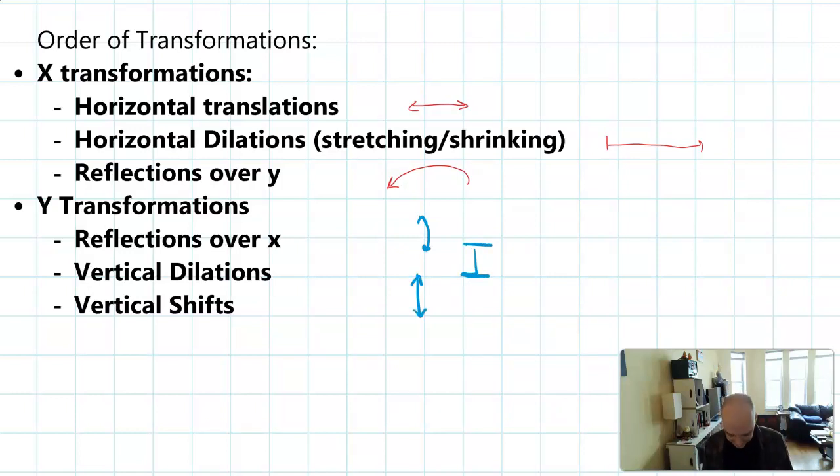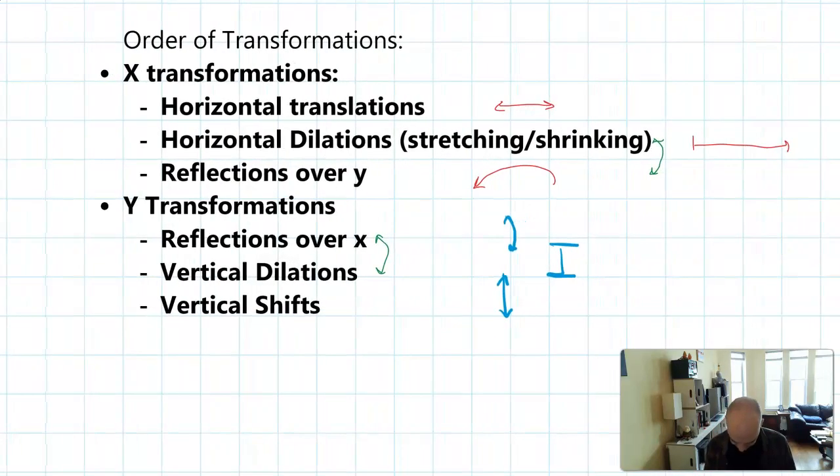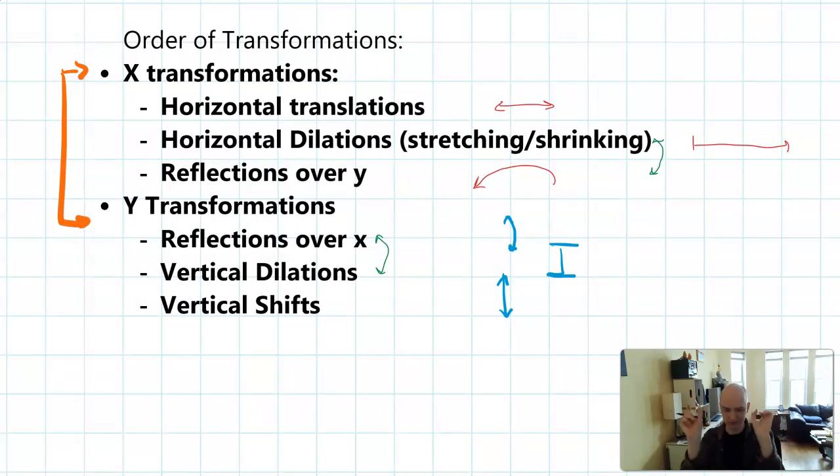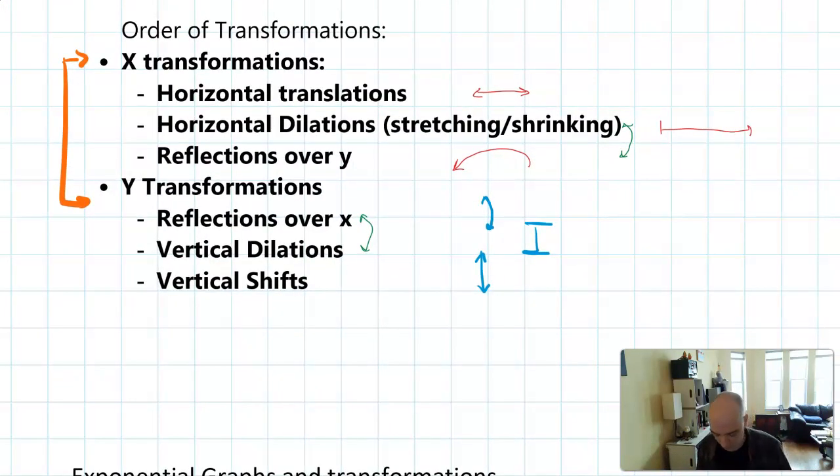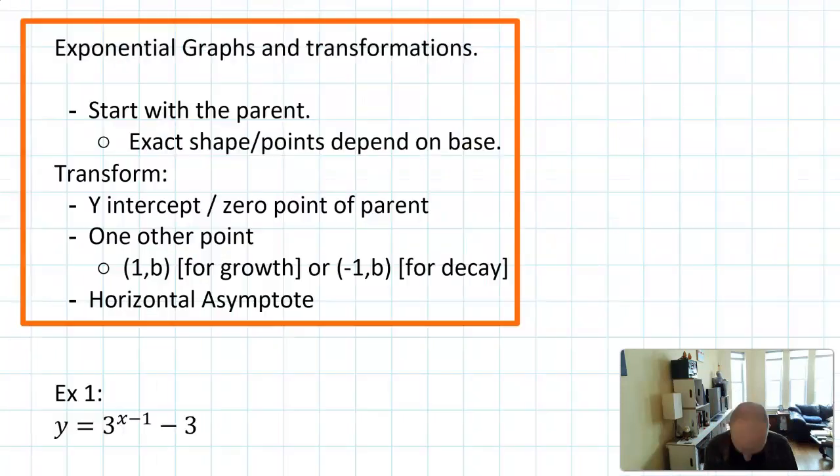Some complications. Technically, these dilations and reflections can happen in either order. And also technically you can do x transformations and y transformations in either order because they each just affect a single coordinate of the coordinate pair. That said, if you just want an order, here's an order that will always work. And so you can just adopt this order of all the six transformations that you see.